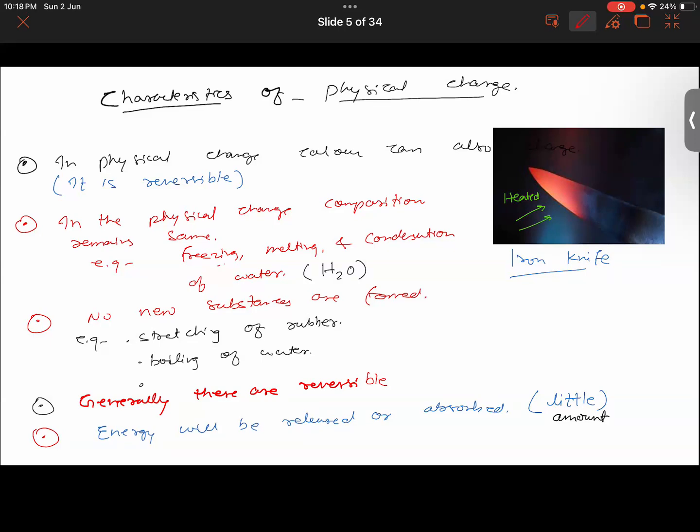Okay, you guys tell me, cutting of an apple is a physical change. Is it reversible or irreversible? Obviously, it's an irreversible change. But is it a physical change? Obviously, it's a physical change, no?